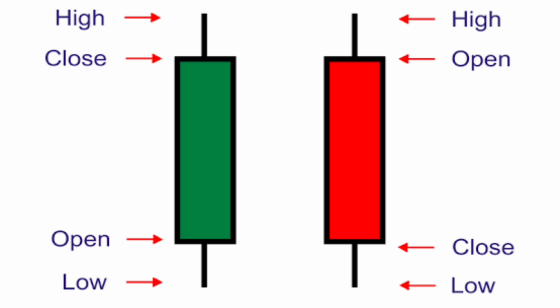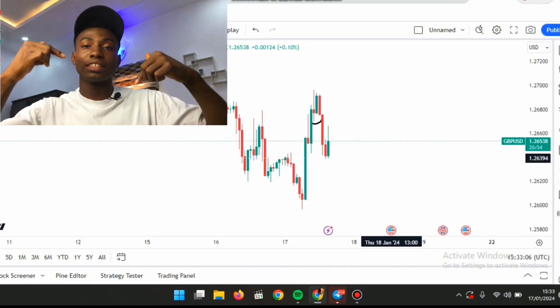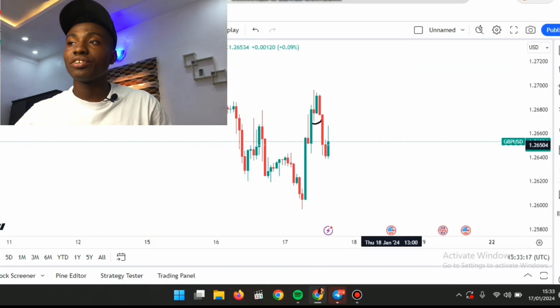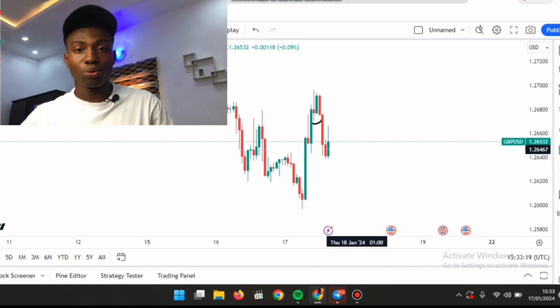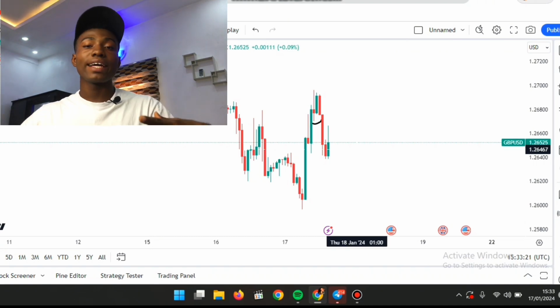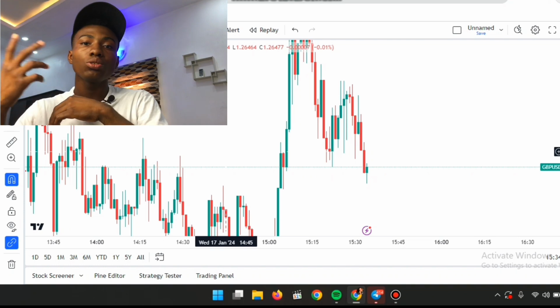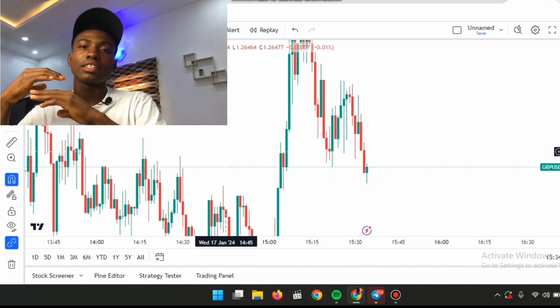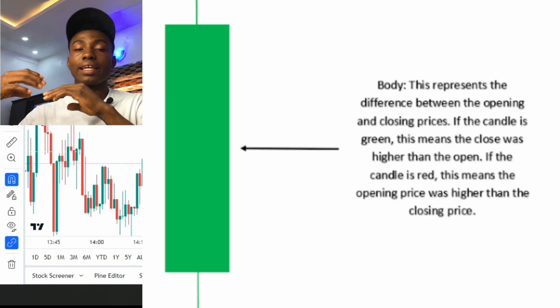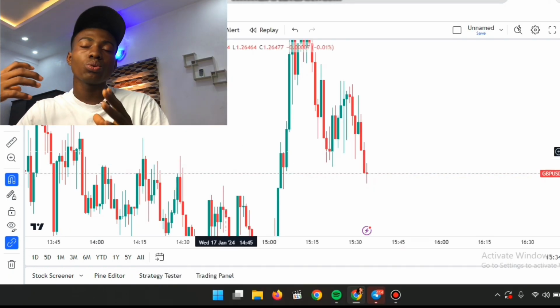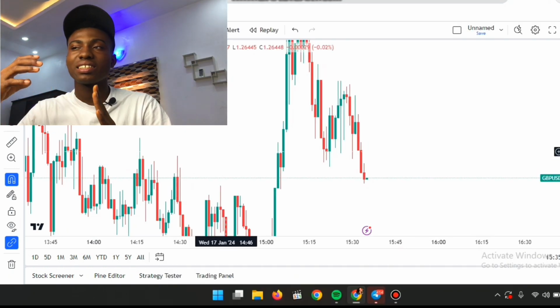Now the red candlestick is used to signify that the price is going down, and whenever you see a green candlestick, it means that the market is going up. You understand? The price is going up. Now there are actually two parts in a candlestick. There's the wick of the candlestick and there's the body of the candlestick. These two things actually represent different things.